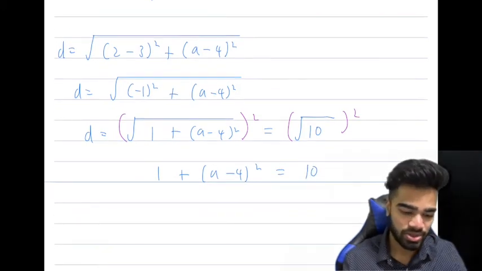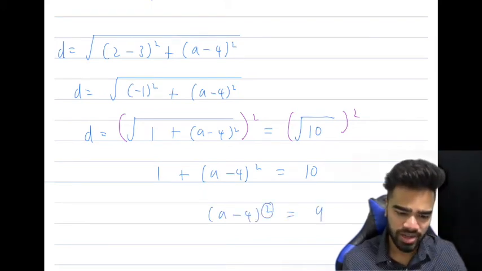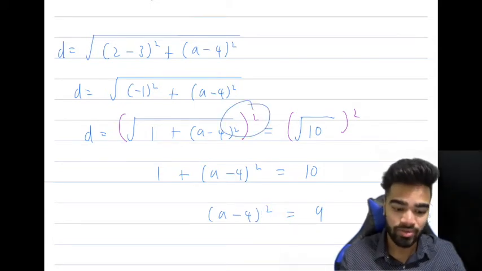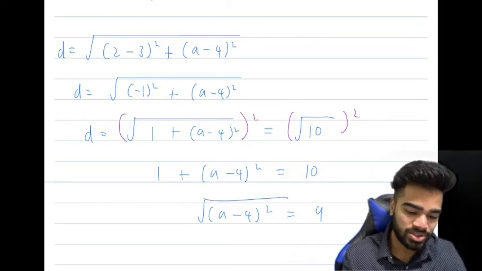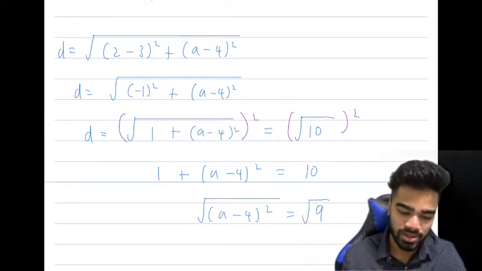From here, just keep solving. So we'll subtract 1 from both sides. So a minus 4 squared is equal to 9. Now you have to get rid of the square. How do you get rid of the square? Well, you need to do the opposite of what we did up here pretty much. So now you need to square root both sides. So we'll square root this side and square root this side.